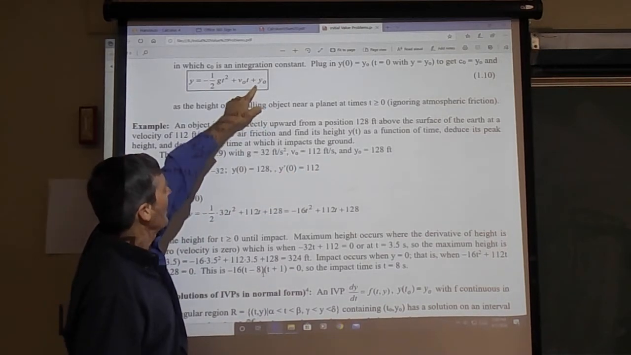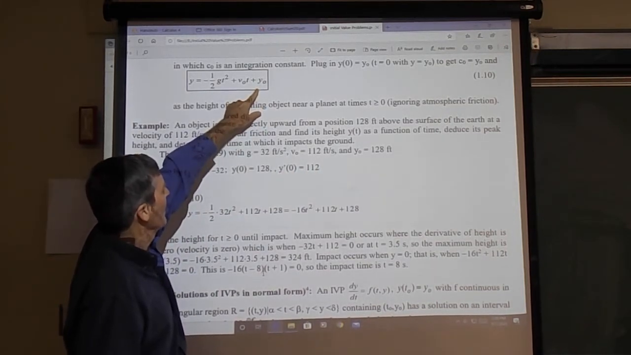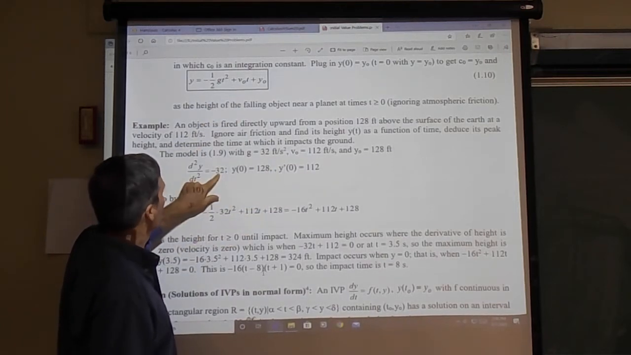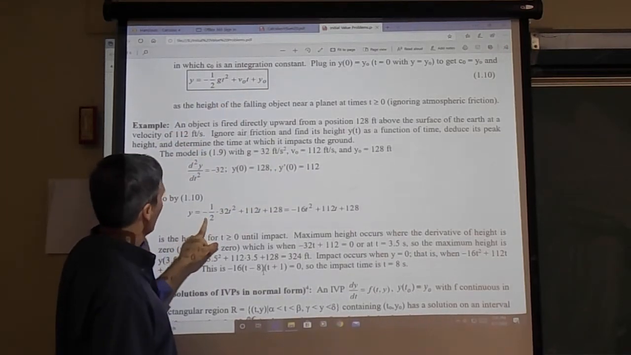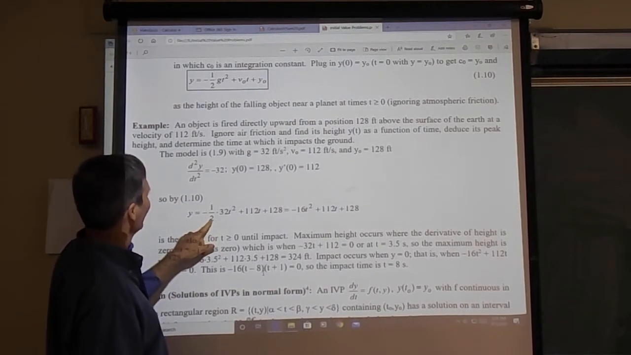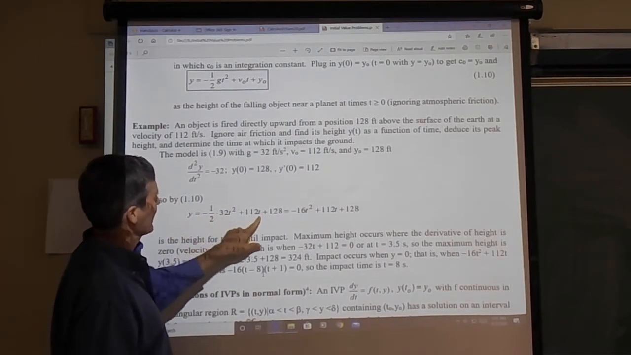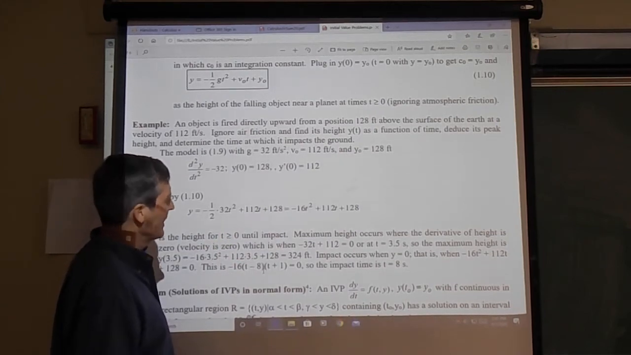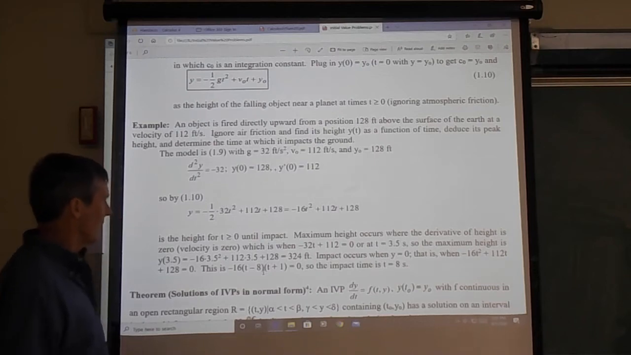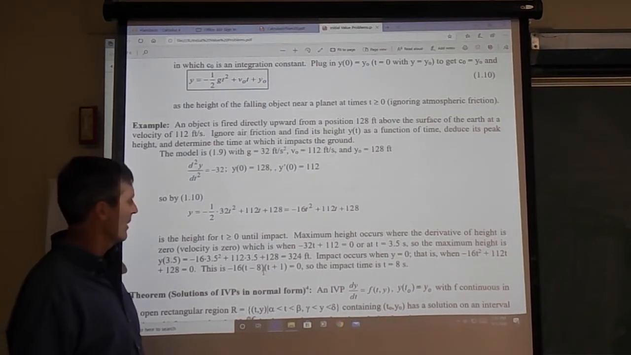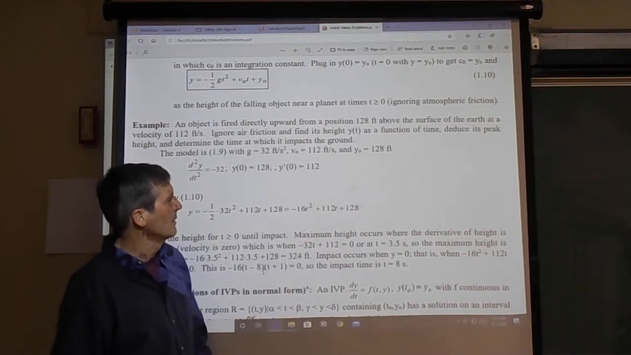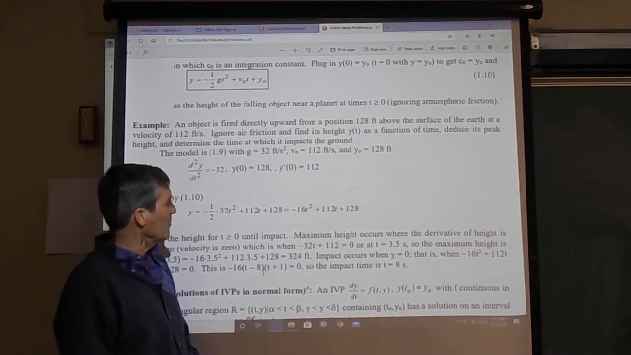128 for y0, 112 for v0, and 32 for g. That integration tells me that the position of this cannonball, or whatever it is, is y equals minus a half 32t squared plus 112t plus 128, until it strikes the ground, when this model is no good. So there's the result. Now how do you find from the solution of this model what the impact time is?